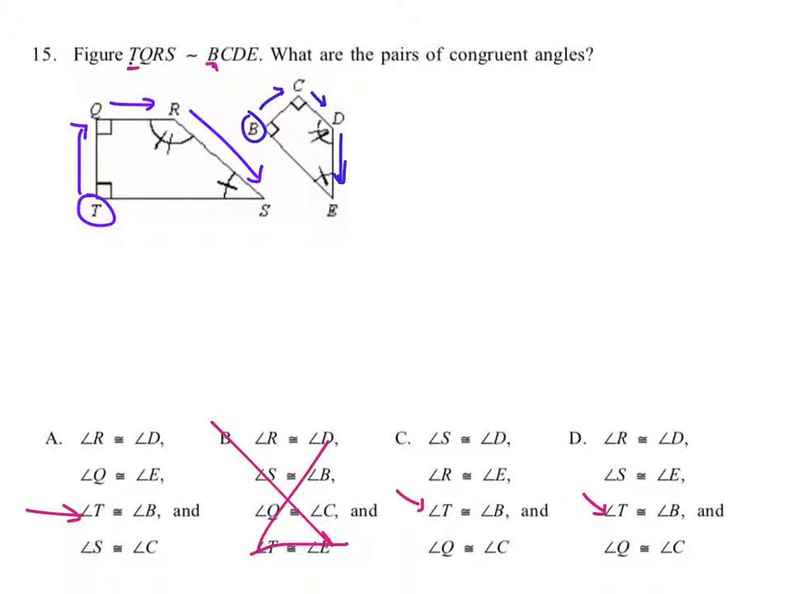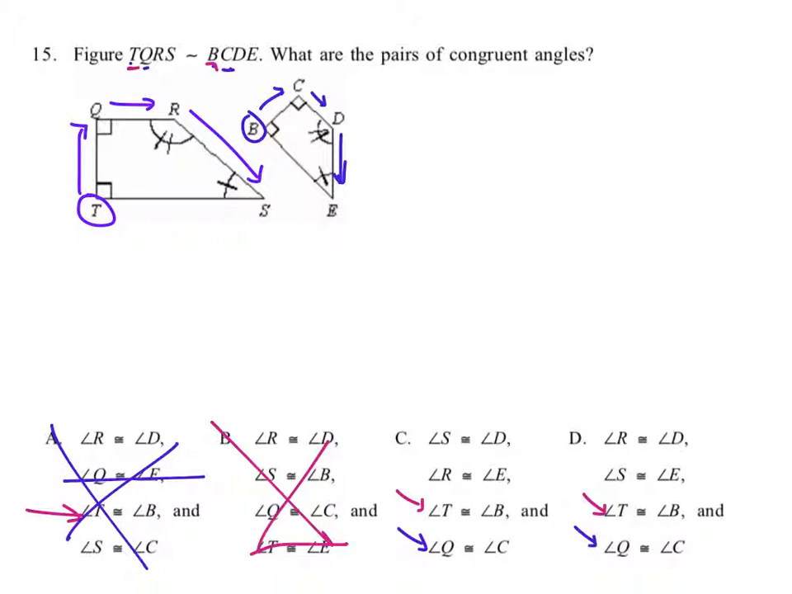And then you go to Q and C on the other one. That's obviously the second letter. Q is to C. So this one has Q is to E. That can't be that one. Q is to C. That's got it. Q is to C. That's got it.